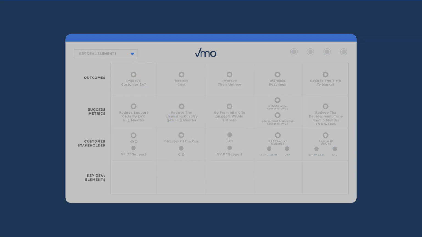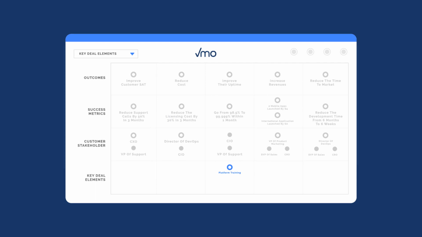In terms of improving uptime, our platform is going to be critical. We're going to provide training to their people so they can maintain the uptime. The close date of the deal is going to be crucial in terms of meeting their targets for getting the applications out the door and reducing the time to market. Training of their DevOps team is going to be key. But there's some other elements of our offer that are important.